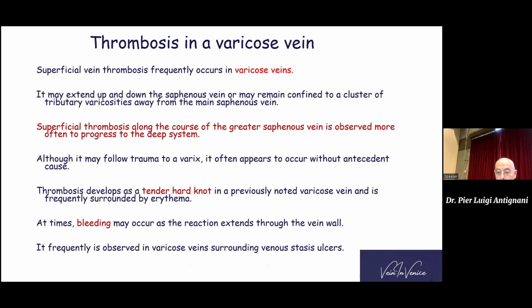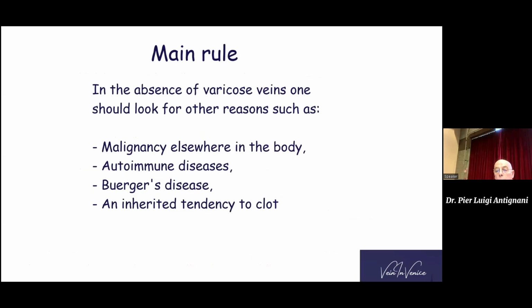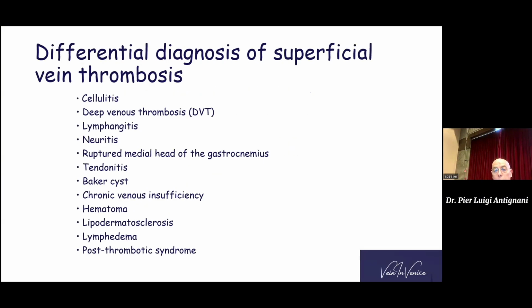But the very important chapter is the varicose vein. The varicose vein is the best chapter of the superficial vein thrombosis. You can see here the characteristics of thrombosis of the varicose vein. So we have to define correctly the etiology of this disease, and in absence of varicose vein, we have to search for other reasons, such as malignancy, autoimmune disease, Buerger disease, or inherited condition and tendency to clot.